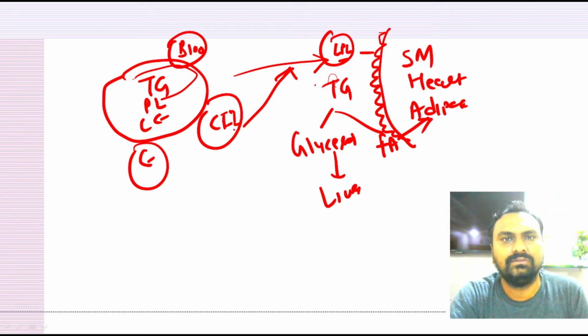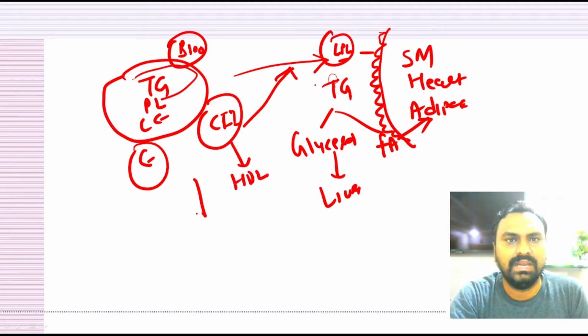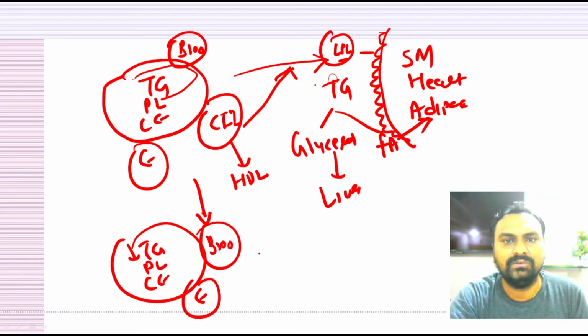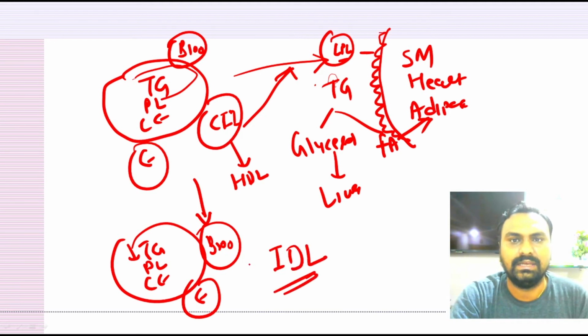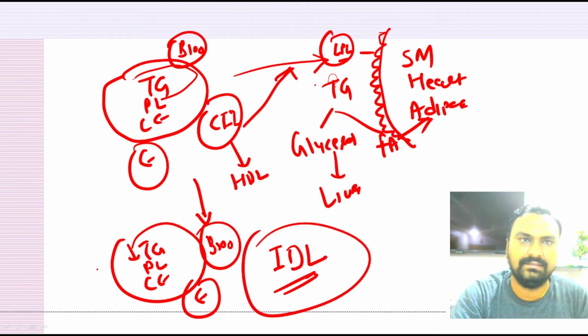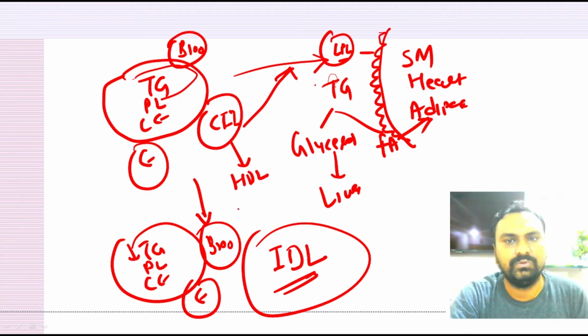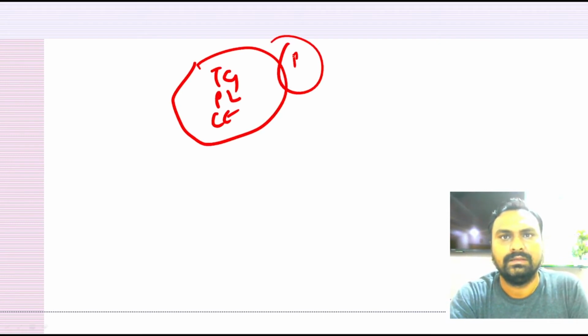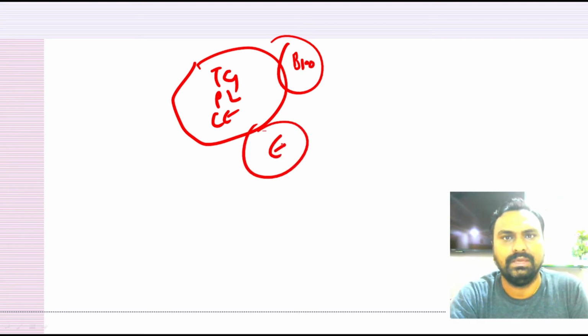Once the triglyceride is broken down to the smaller molecules, this ApoC2 will go back to the HDL. So the remaining portion, the smaller amount of triglyceride, phospholipid, cholesterol along with the ApoB100 and ApoE, is called IDL, intermediate density lipoprotein, which has less triglyceride than the VLDL, and ApoC2 will not be there. Now this IDL will have ApoB100 and ApoE.